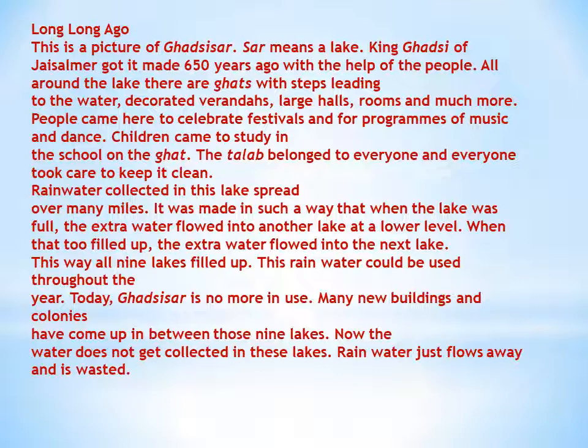Rainwater collected in this lake spread over many miles. It was made in such a way that when the lake was full, the extra water flowed into another lake at a lower level. When that too filled up, the extra water flowed into the next lake. This way all 9 lakes filled up. This rainwater could be used throughout the year.